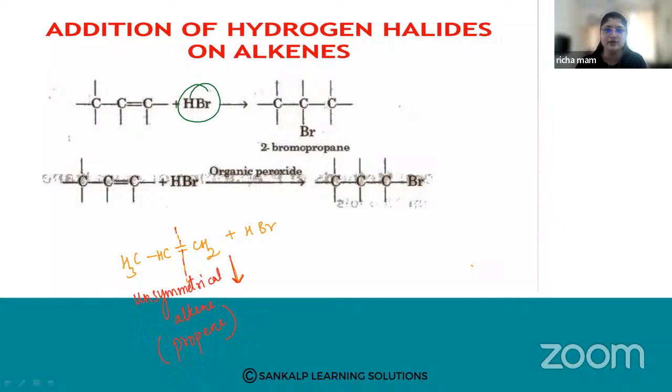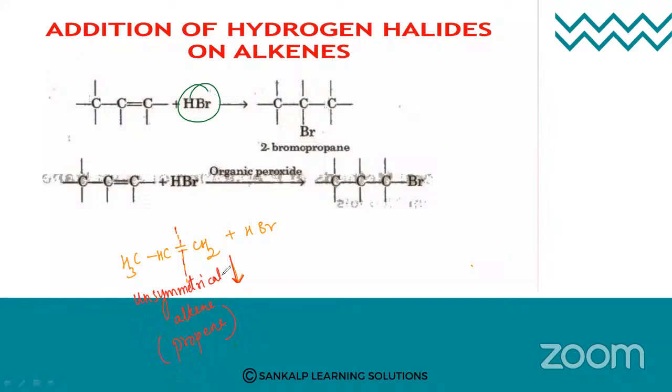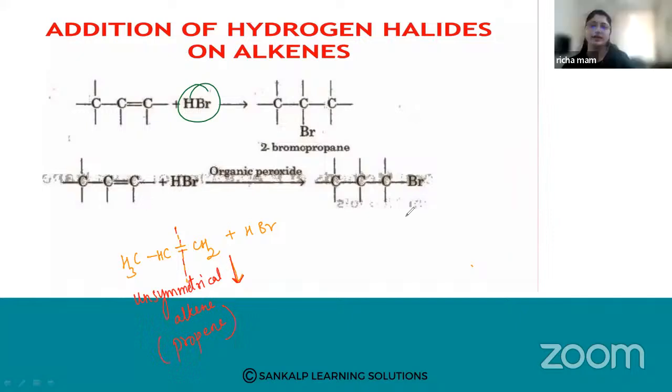How will you add this hydrogen halide across this unsymmetrical alkene? I'm removing the double bond. Okay, fine. I'll remove the double bond. Now at one carbon, I have one hydrogen. At the other carbon, I have two hydrogens. So where will I add hydrogen and where will I add bromine?